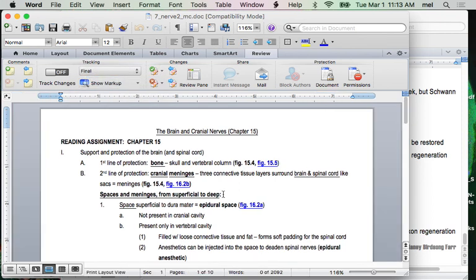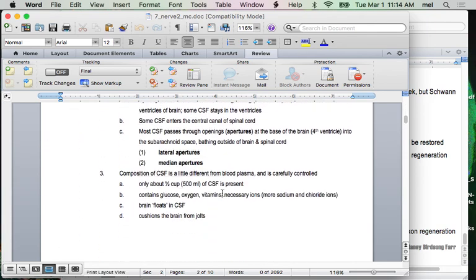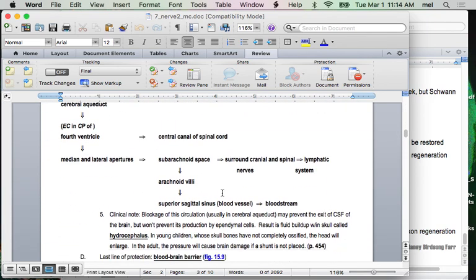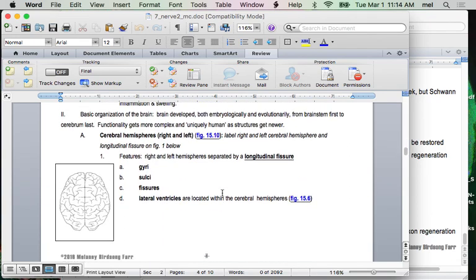So after we get past talking about the protections of the brain, like the dura mater and all of the cranial meninges and then cerebrospinal fluid and blood-brain barrier, the harder, more interesting part is that we are going to start talking about brain structures and functions. And that starts right about here.